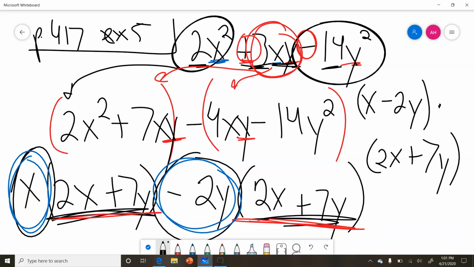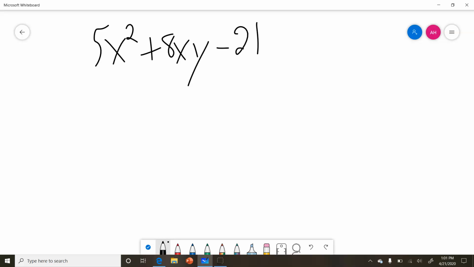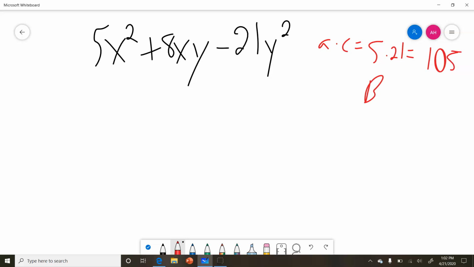Okay, let's do one more example like that, since that one is a little bit of a challenge. So here's another version of that one. 5x squared plus 8xy minus 21y squared. Now this one again, I start by doing a times c, and a times c here is 5 times 21, which, if anybody has their handy-dandy calculators on you, is 105. Okay, so now we're thinking, what times what is 105, and b here is, oops, sorry, not negative, positive 8. So I have negative 105, and the difference needs to get to 8.